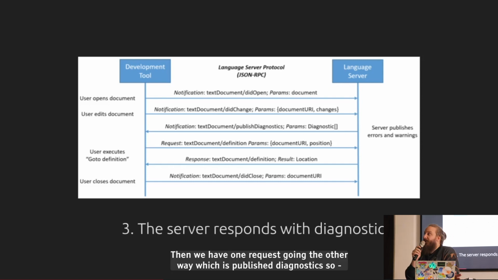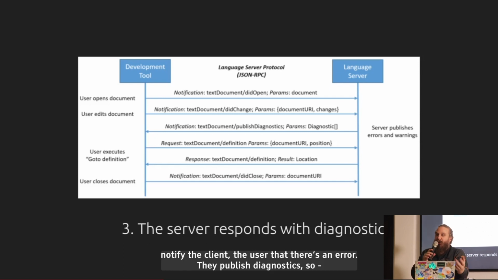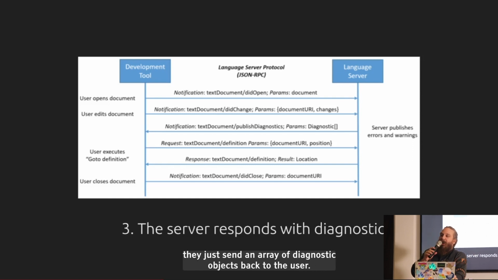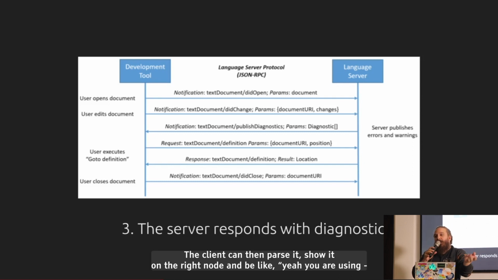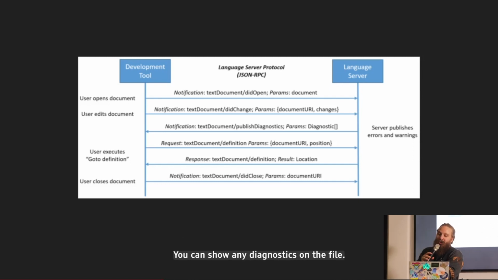Then we have one request going the other way, which is publish diagnostics. So, okay, we have our code file open. We have some edits in there. There's an error on line 3, and the language server knows it, and it wants to notify the client, the user, that there's an error. It publishes diagnostics, so it just sends an array of diagnostic objects back to the user. The client can then parse it, show it on the right node, and say, yeah, you are using double equals instead of triple equals, like in JavaScript. You can show any diagnostics on the file.